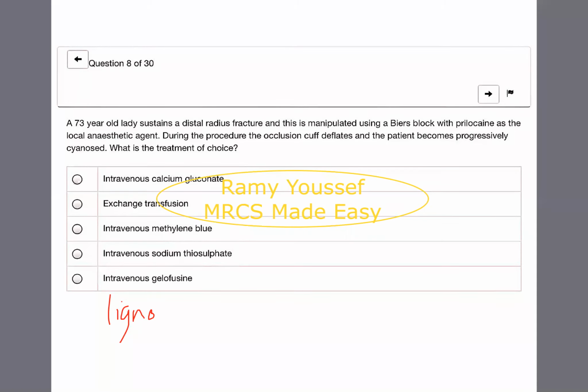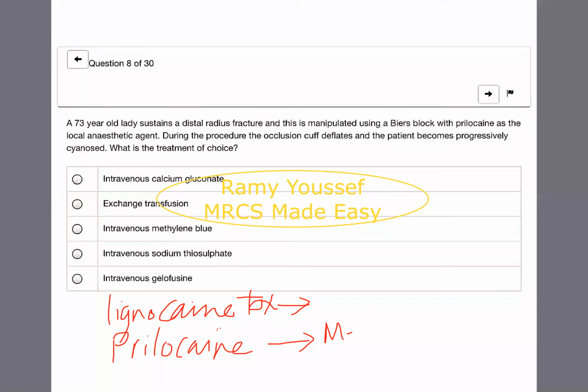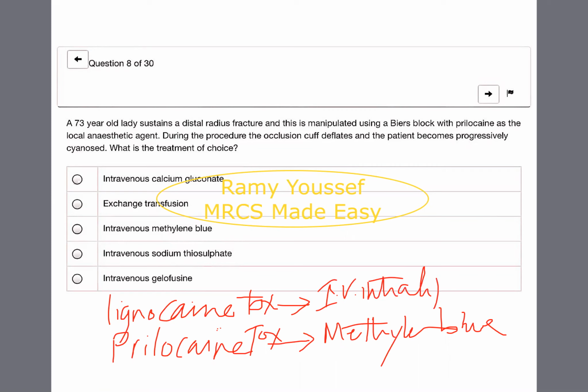I'm going with the exchange transfusion. I have to take antidotes, right? Yes. Intravenous methylene blue. Exactly, methylene blue. What about lignocaine toxicity? Lignocaine, Intralipid.